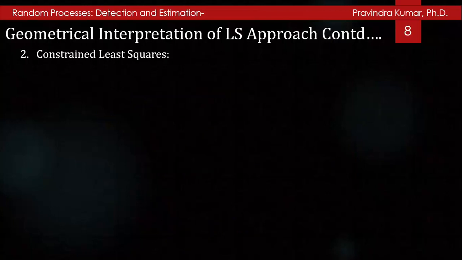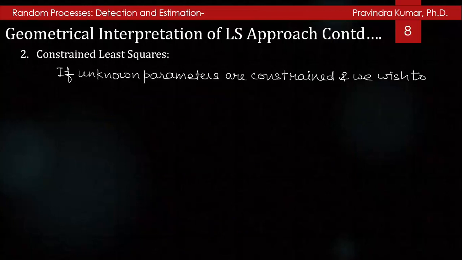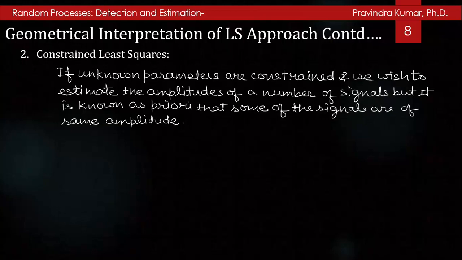Now the constrained least square. In some least square estimation problems, the unknown parameters are constrained. Let us say we wish to estimate the amplitudes of a number of signals, but it is known a priori that some of the signals are of the same amplitude.